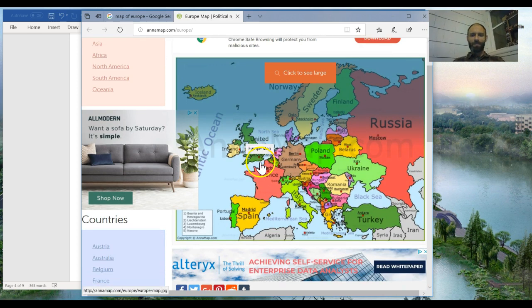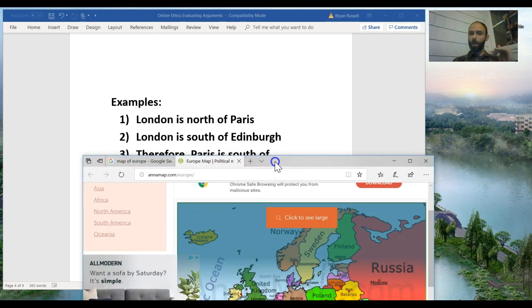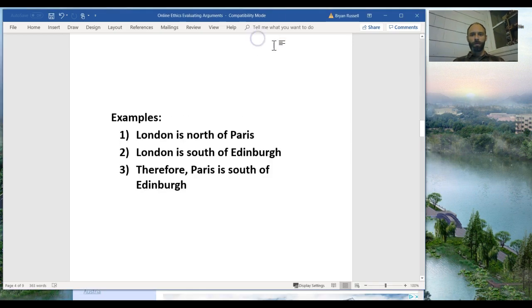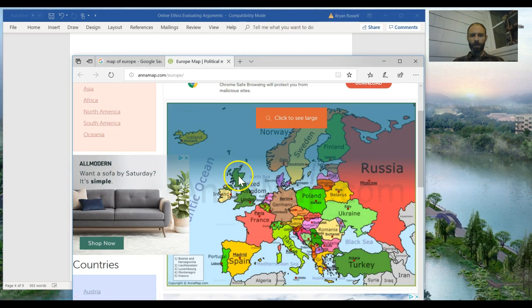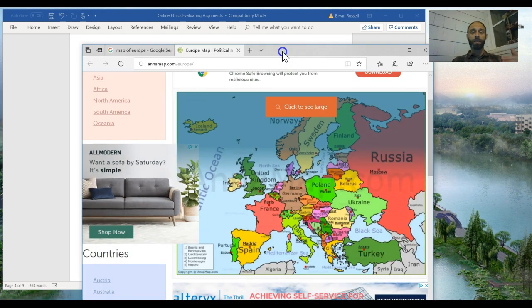Unfortunately, this map does not have Edinburgh, but we see on this map, here's London, sort of in the southern part of the UK here. Here's Paris, further south in France. So London is north of Paris. So premise one is true. And if Edinburgh was on this map, then we would find it up here in the northern part of the United Kingdom. So we would see that premise two is also true, that London is south of Edinburgh.